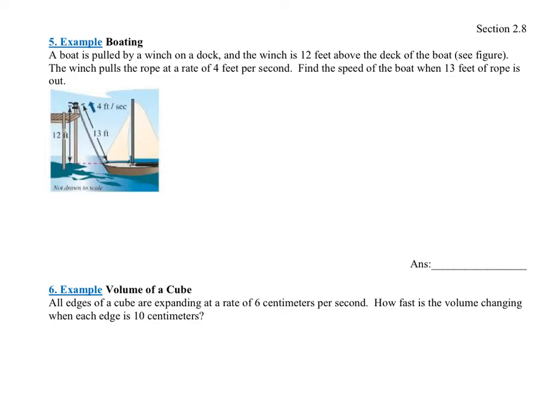It says a boat is being pulled by a winch on a dock, and the winch is 12 feet above the deck of the boat. You can see this in the figure. It says the winch pulls the rope at a rate of 4 feet per second. Find the speed of the boat when 13 feet of rope is out.